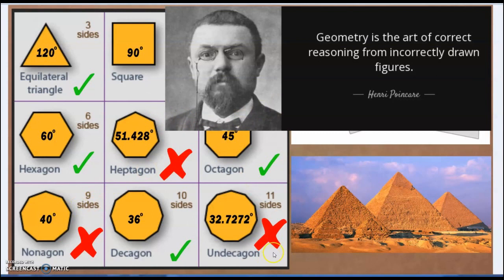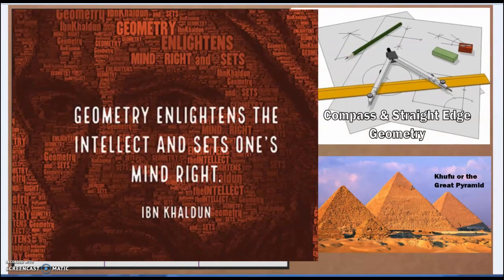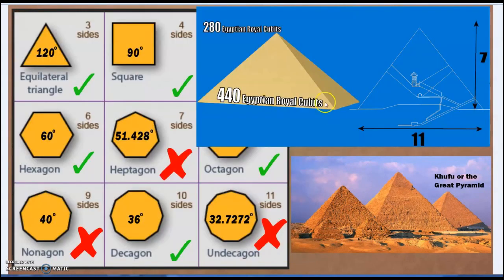Now, back to the compass and straight edge. The nonagon, you can't draw it, but it is 40 degrees. The heptagon and the undecagon, you can't. Geometry enlightens the intellect and sets one's mind right.